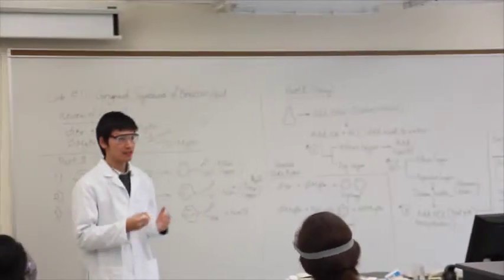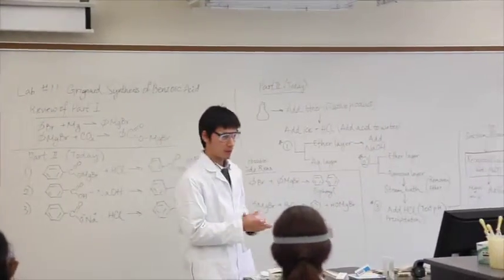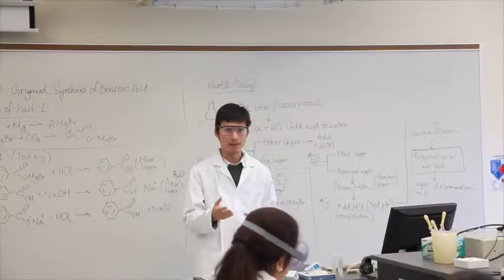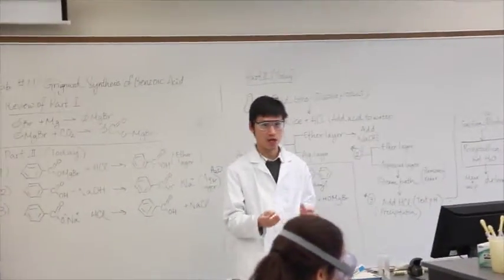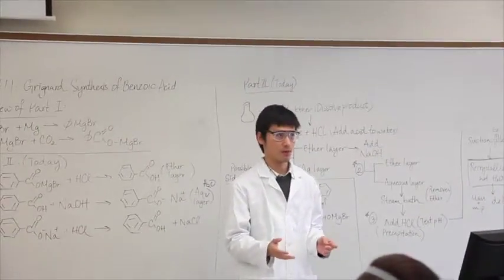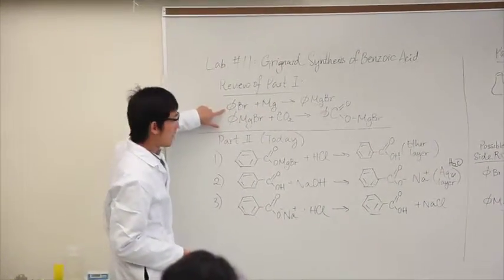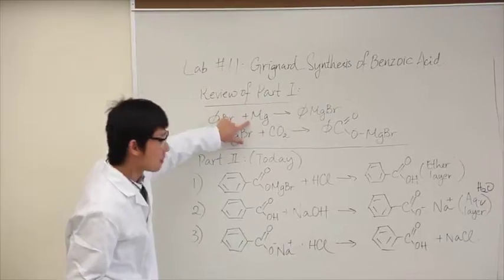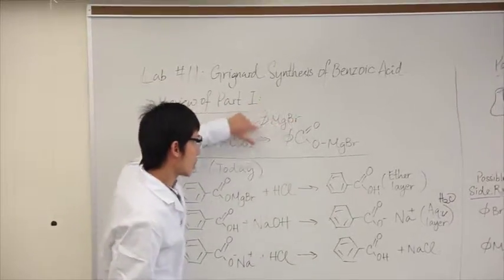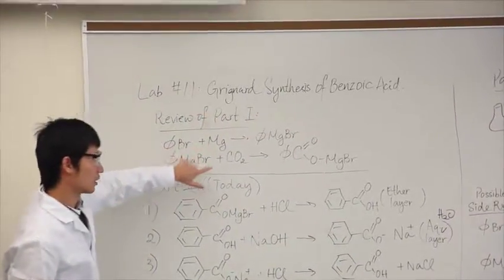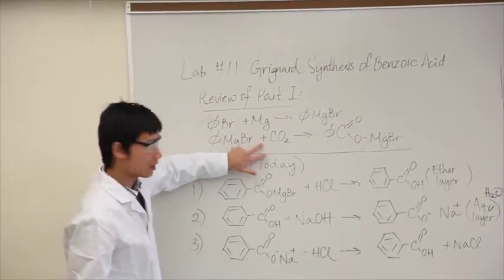Okay, so today is the second part of the lab we started last week. Last week we did the first part, making benzoic acid through the linear reactions, and today we're going to work up the reactions. Last week we made this reagent from bromobenzene using magnesium turnings, and this reagent is really reactive toward dry ice, the carbon dioxide.